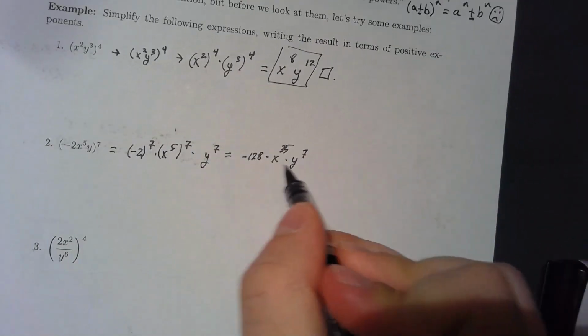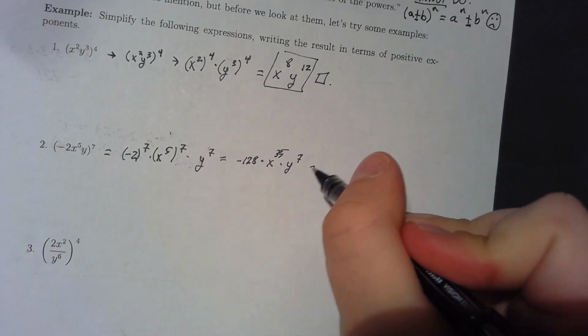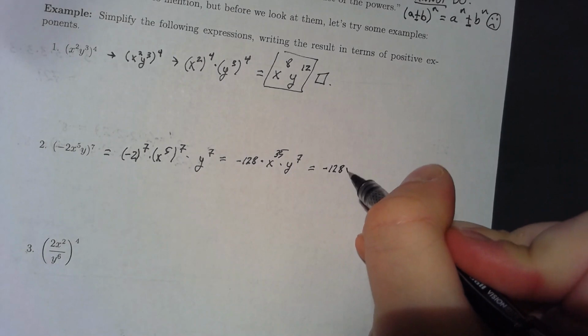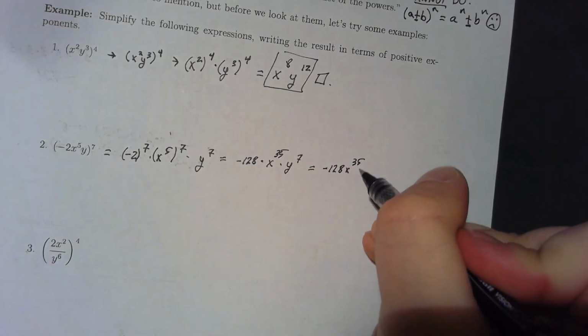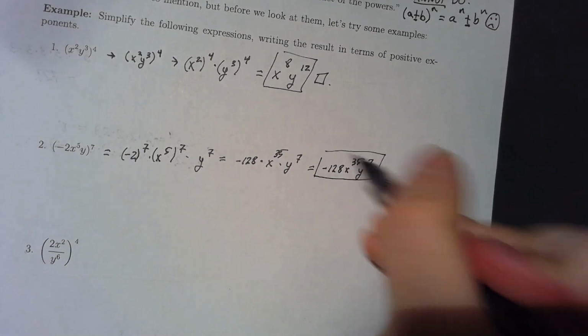So again, this is right, but we don't usually emphasize the product notation here. We just write it out as one term, as negative 128 x to the 35th, y to the 7th. That's it.